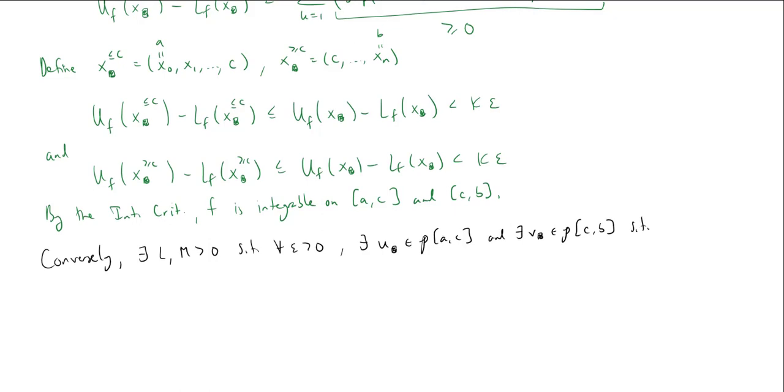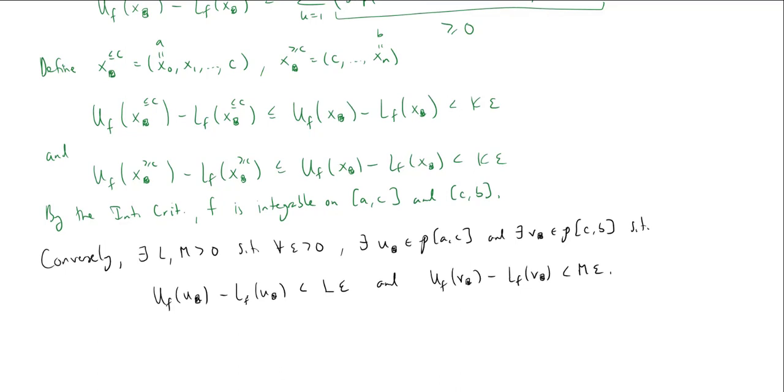such that if I take the upper sum for U minus the lower sum for U, this can be less than, let's say, L epsilon. And we have to do the same thing for V. So UF of V minus LF of V is less than now M epsilon.